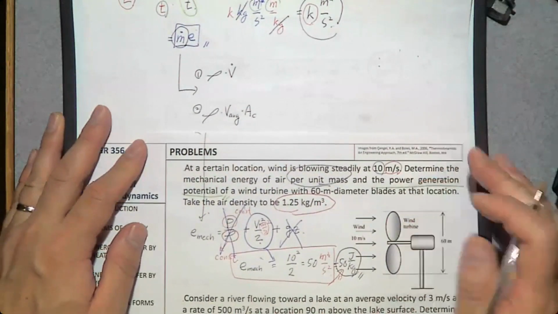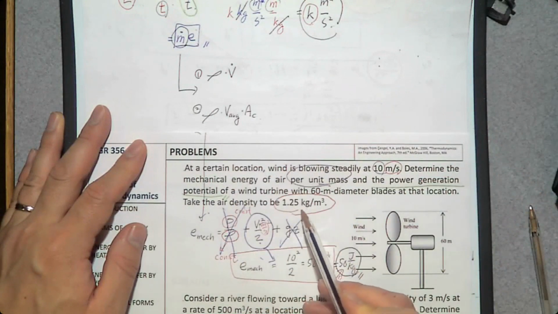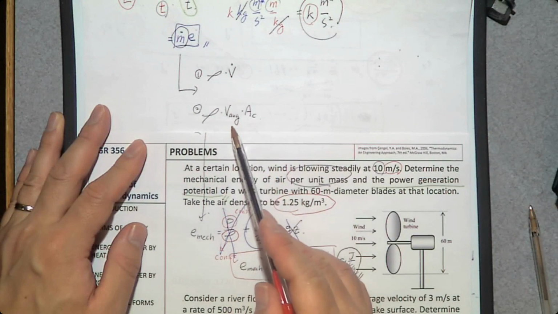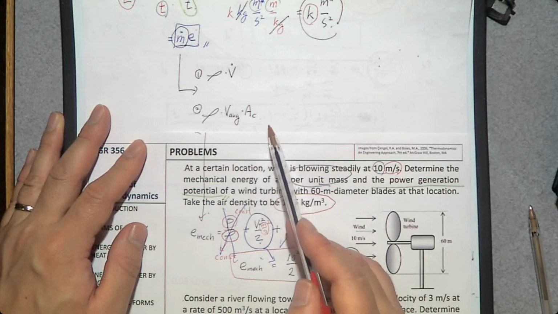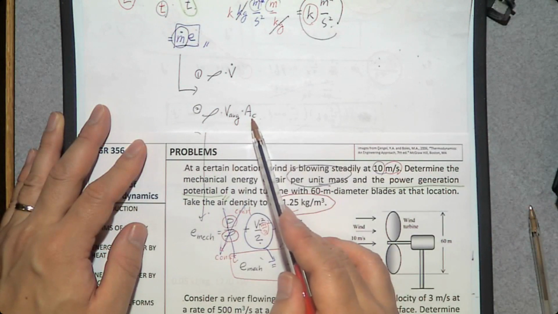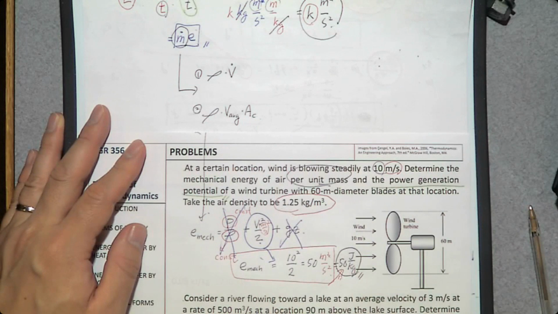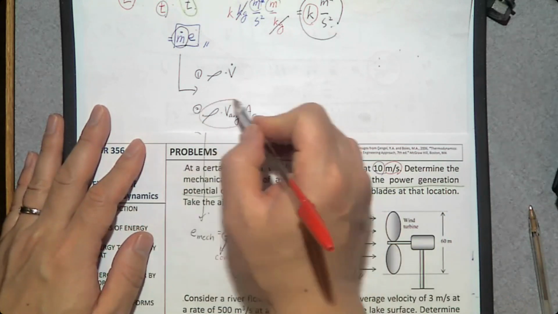Then, do we know density? Yes, 1.25. Do we know the volumetric flow rate? No. Then what about this one? Do we know the average velocity? Yes, 10 meter per second. Do we know the cross-sectional area? We do not. However, we know the diameter. If you know diameter, you can determine the cross-sectional area: pi d square over 4. So, sounds like we can use this one.